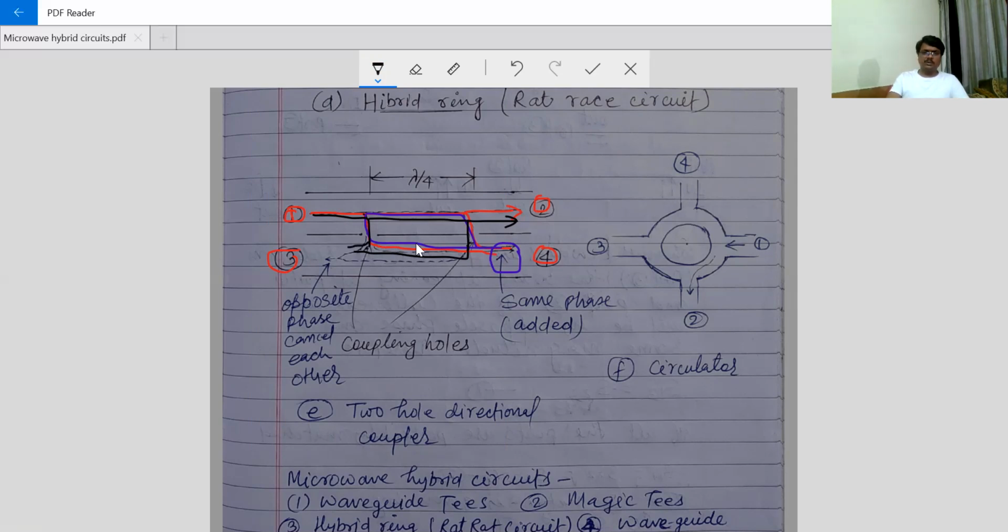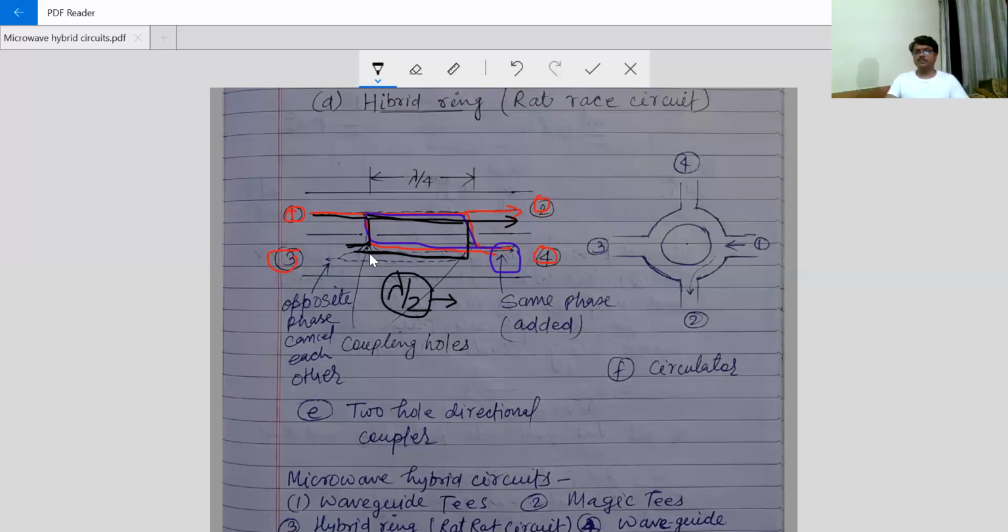So what is the difference in the path length? It is lambda by 4, and in the returning path it is again lambda by 4. So the path difference is lambda by 2. Path difference lambda by 2 means a phase difference of 180 degrees. The corresponding phase difference is 180 degrees, meaning the waves coming through this hole and the second hole are out of phase. The magnitude is the same, and they are coming in out of phase.